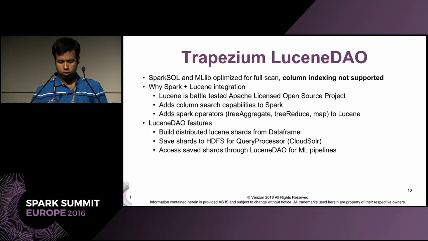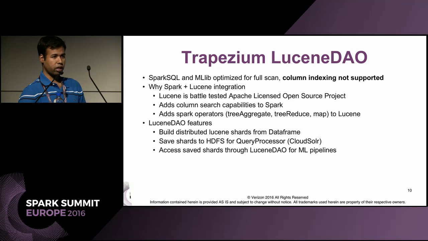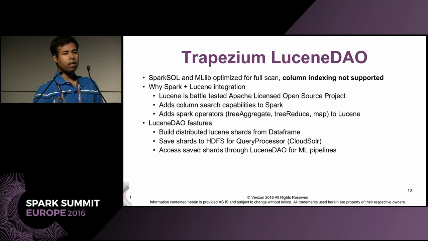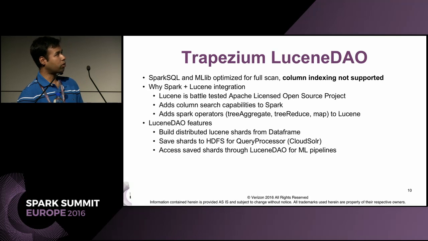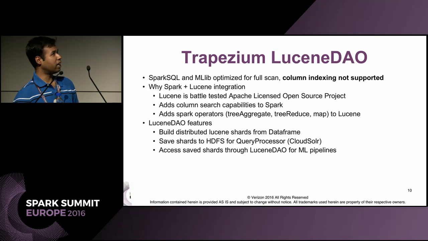Now, how do we make use of Lucene in LuceneDAO? We know that Spark SQL and Mllib are all row-based stores. They are very much optimized for full scan, blocked operation, but they don't really support column indexing. What does it mean? Simple: in MySQL, if you wanted to do a search on columns, you can construct a secondary index and search fast. So how do we do it? We needed to do that because our flow is real time, right? So we had some SLA needs. So that's why we did this Spark and Lucene integration.